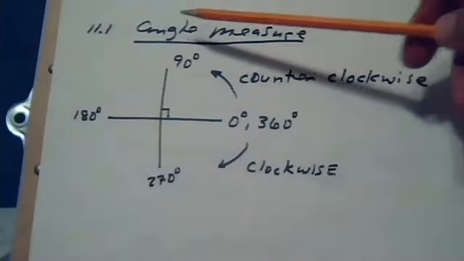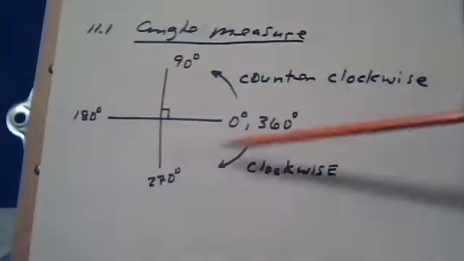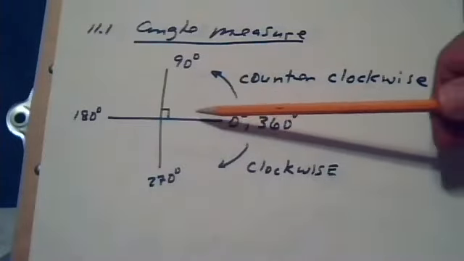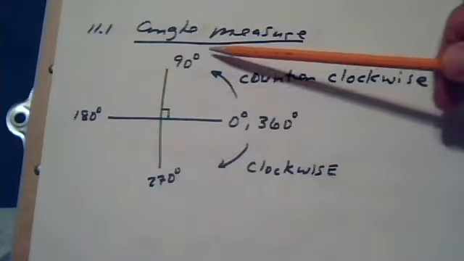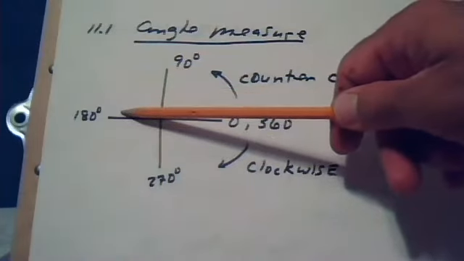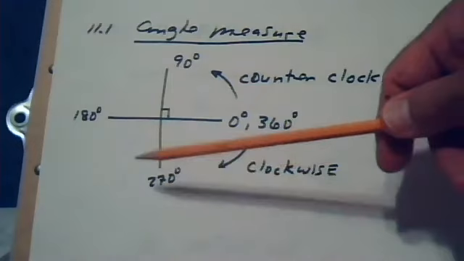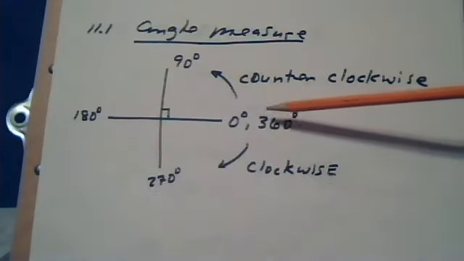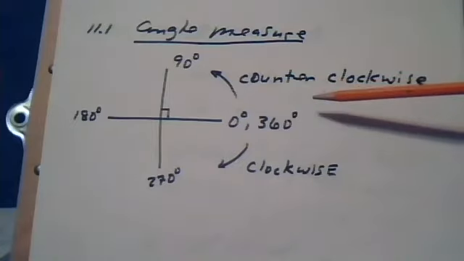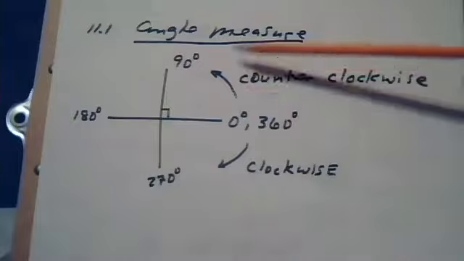When we measure angles, this is like our guide. We have 0 right here. And this amount is a 90-degree rotation. Another 90 degrees will get you 180 degrees. Another 90 degrees will get you to 270 degrees. And another 90 degrees will get you to 360. Notice you can rotate clockwise, or counterclockwise.